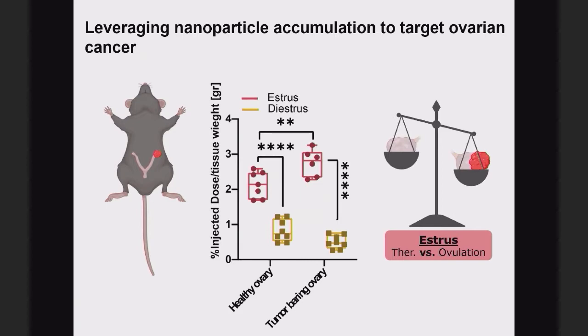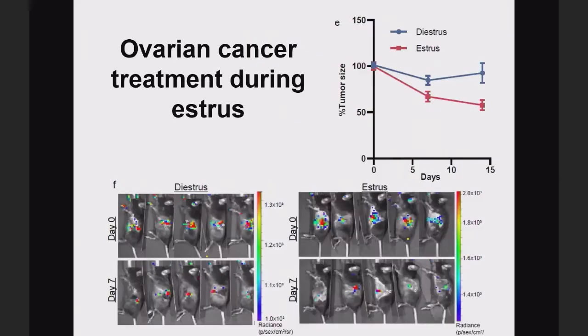So how could this be leveraged? When treating ovarian cancer, we may want to treat at the peak of ovulation so that we get maximal uptake of the drug in the ovaries and to the region of the tumor during the treatment. And indeed, we saw that when we treated ovarian cancer at the peak of ovulation, we saw an improvement in the clinical outcome and preclinical outcome in the mice.